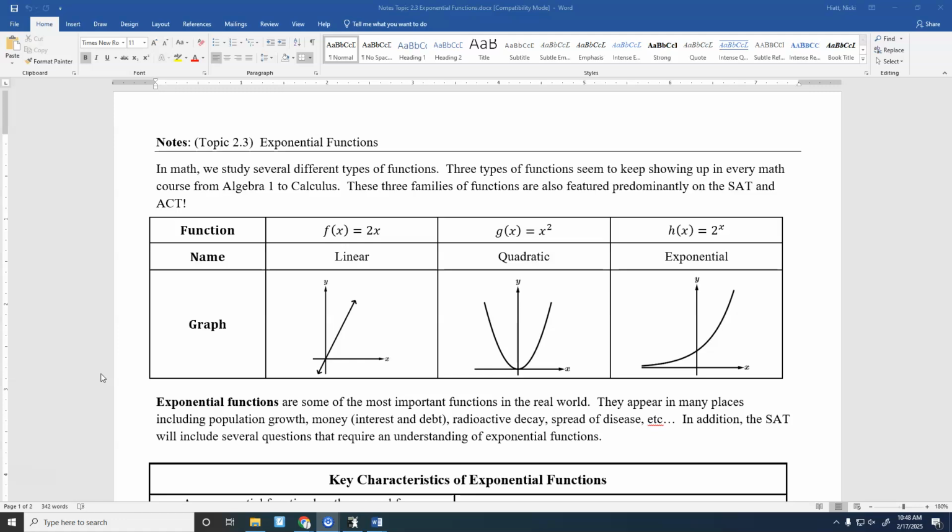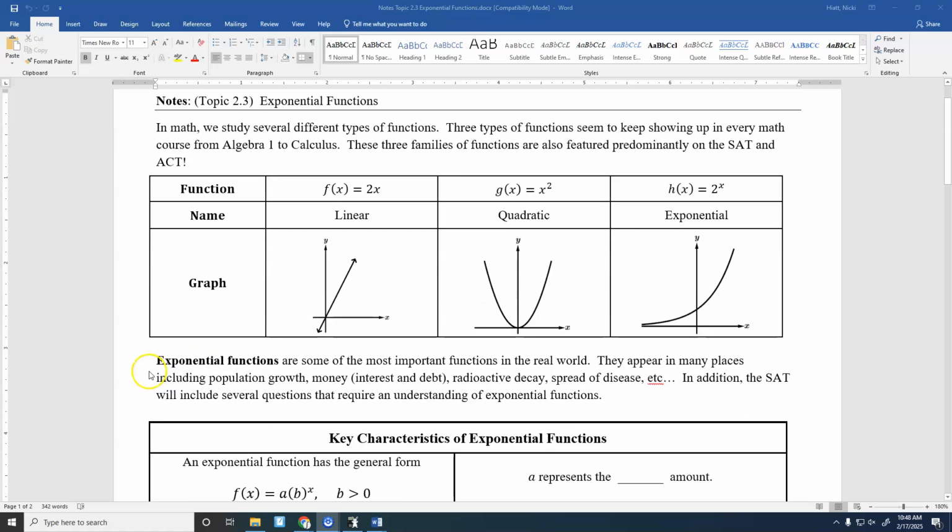But they keep coming back up over and over again, because whenever you go through the math classes, you keep adding functions to these, but they never go away, right? So you're going to keep using these over and over again. So exponentials are some of the most important in the real world. In Math 1, it's my favorite thing to teach because there's so many places it actually does apply.